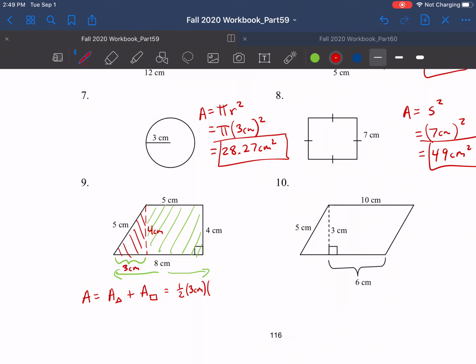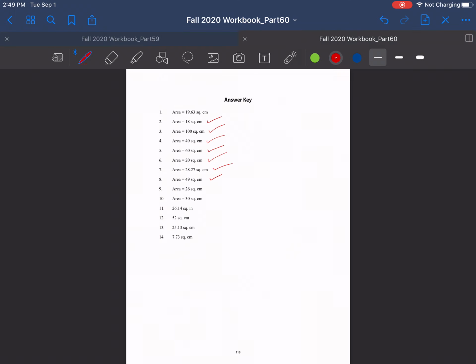Okay, so 4 is the height, 4 centimeters, plus the area of the rectangle. Well, the base of the rectangle is 5, because that's this part right here. It's the same as what's up there. So 5 centimeters times the height, which is 4 centimeters. And so 3 times 4 is 12. 12 times a half is 6 centimeters squared. Centimeters times centimeters. And then 5 times 4 is 20 centimeters squared. And so we end up with 20 plus 6, which is 26 centimeters squared. And if we check our answer for number 9, 26 square centimeters, that's what we're looking for.